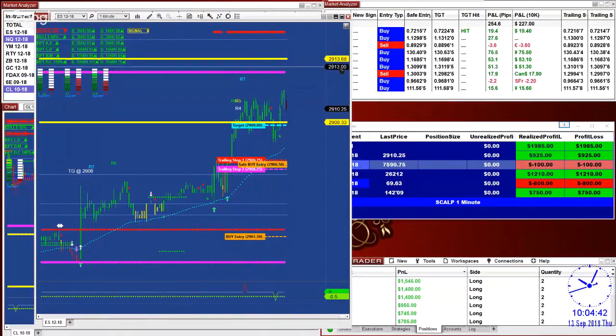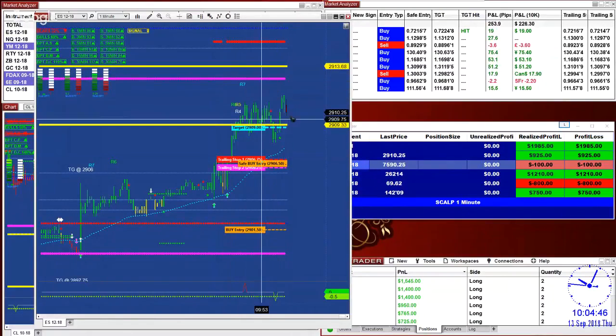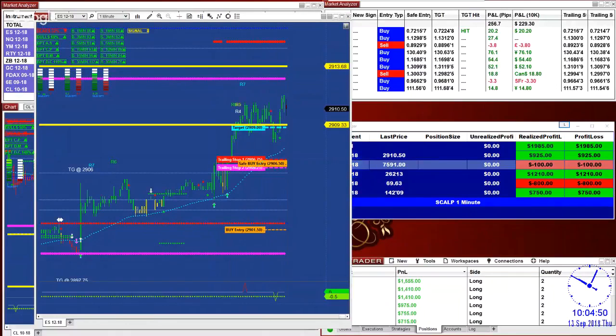But this is telling us right now, between the two yellow lines, that the market is fixing to take a dive. Okay?